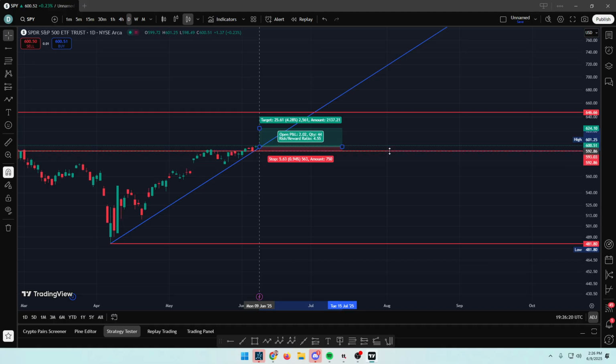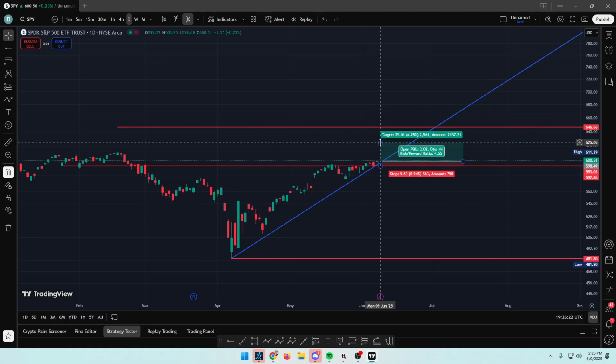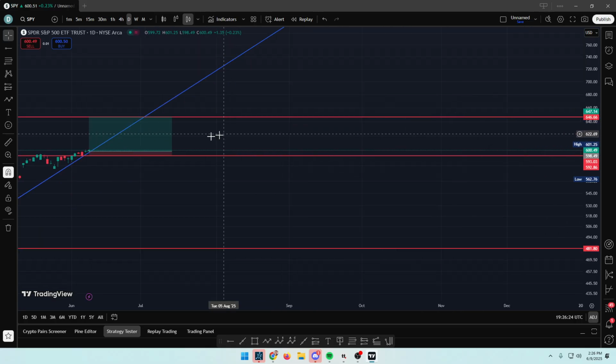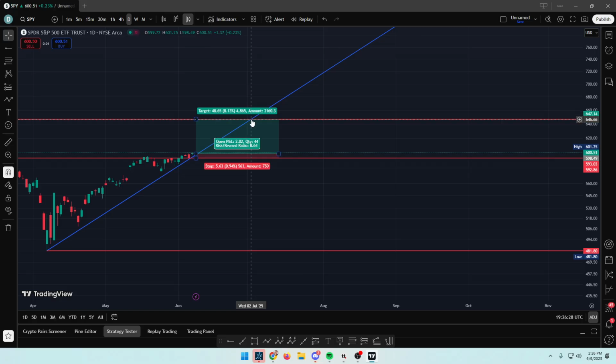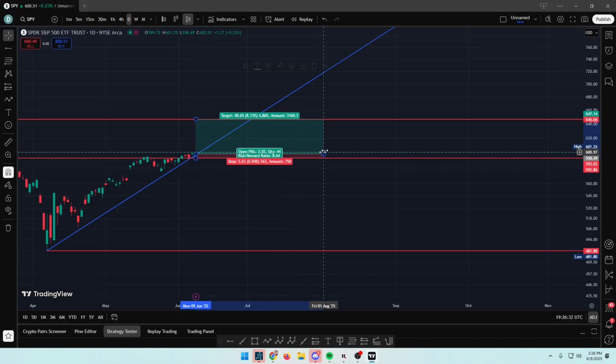So there we go. We got that. That's our stop loss. That's our take profit. And we are looking for it to cross sometime in July, but we're going out to August just to be safe. So there's our trade.